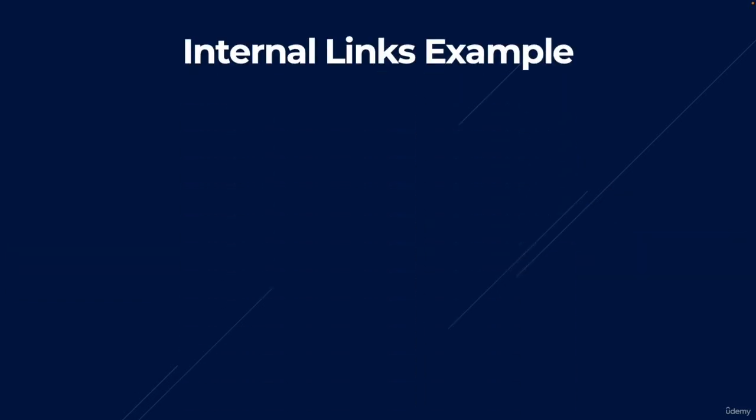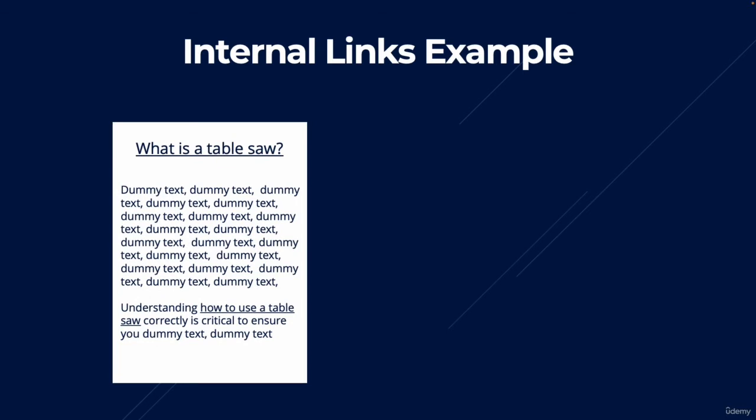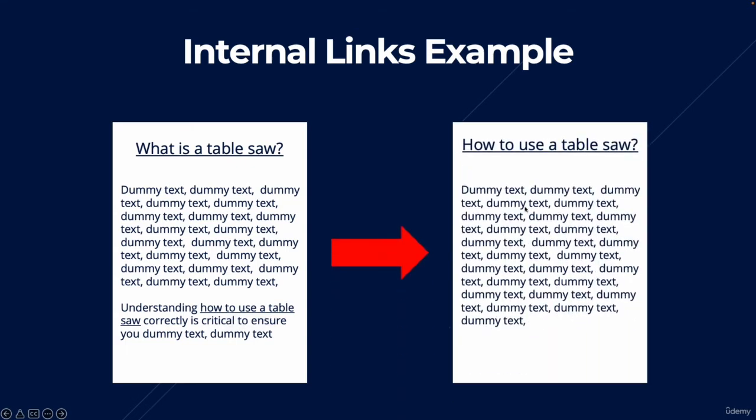So how would that actually look on a website, from one page linking to another? Well, let's imagine you have your blog post on what is a table saw, and then in that piece of content you have a paragraph right here which says understanding how to use a table saw. That would be a hyperlink. When people click that, they would get directed to your other blog post on how to use a table saw. And this is pretty much what I mean when I say an internal link.